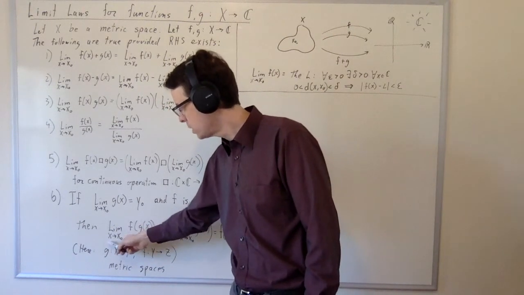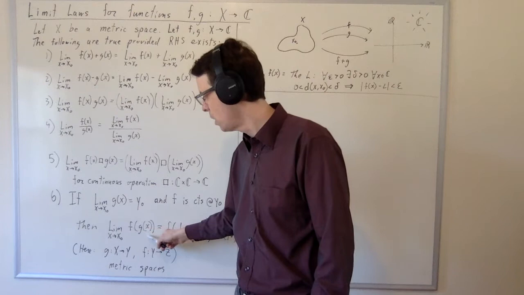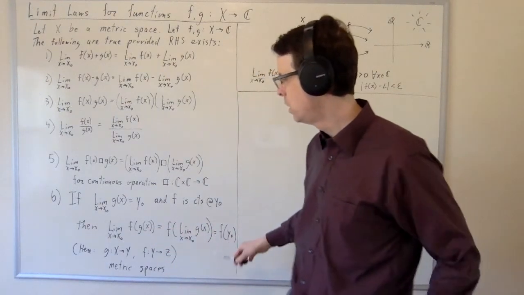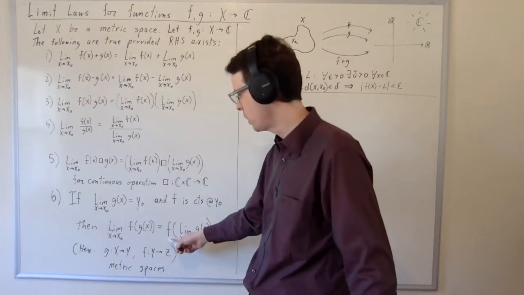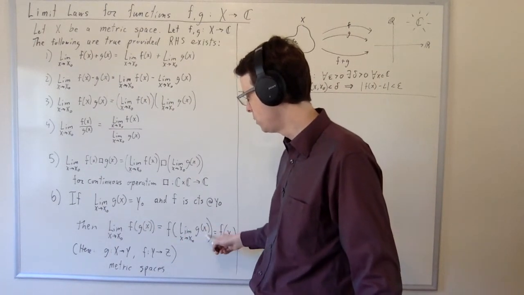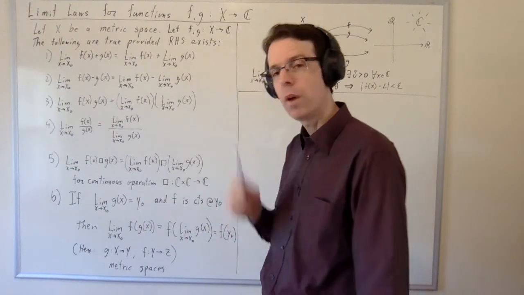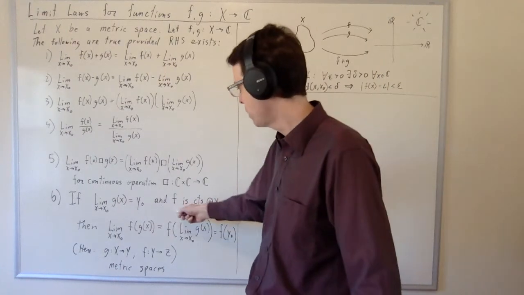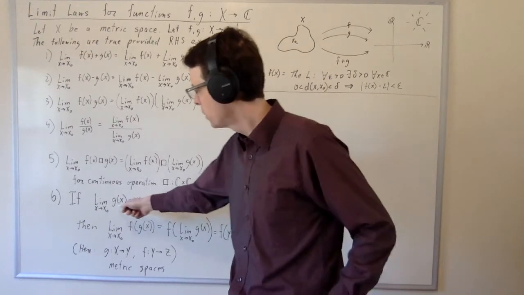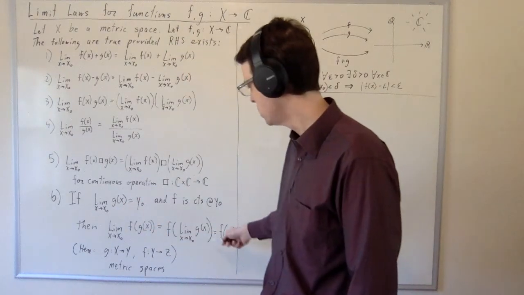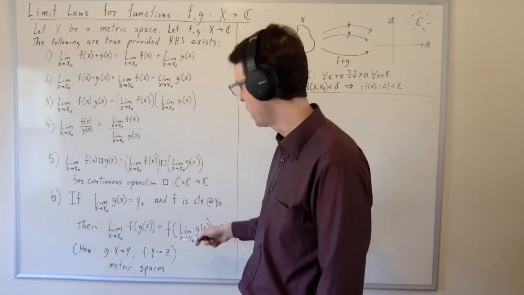If we have the limit as x approaches x naught of f of g of x, then this statement is reassuring us that that function can be pulled outside the limit. So we can get f of the limit of g of x. Now, that's provided 2 things. First of all, f itself has to be continuous at that point. And second, the limit of g of x has to actually exist, because otherwise this equation wouldn't make any sense.